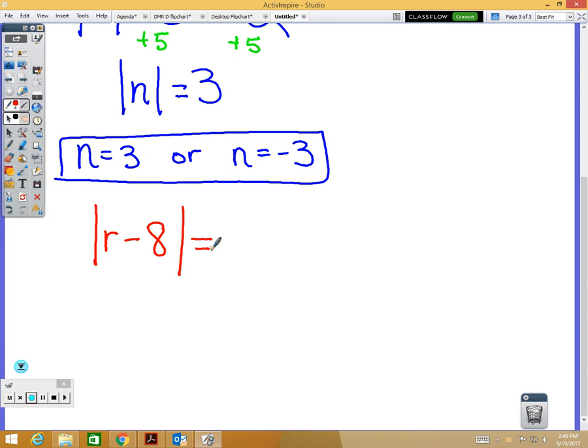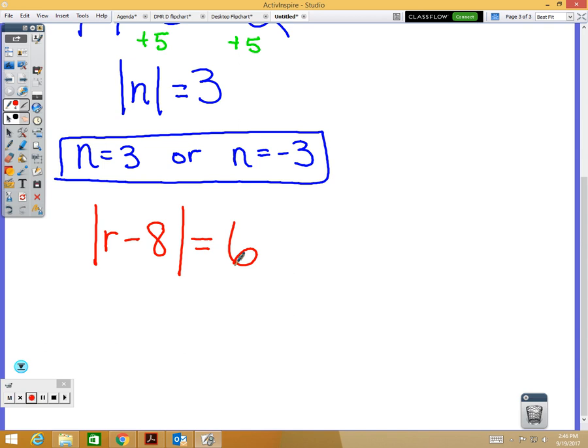What is the difference between the last example and this example? I know the letter is different, the numbers are different, but in the setup of the problem, what's different about it? Good. So the variable is not by itself inside of these absolute value signs. We have this minus 8 with it in there. Okay? So in this case, the absolute value is already kind of separated by itself, like this.